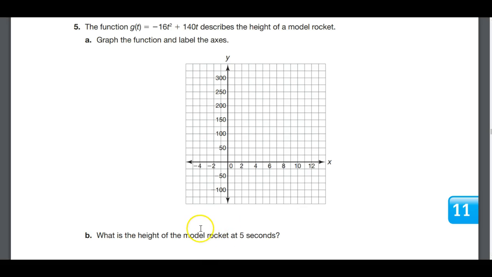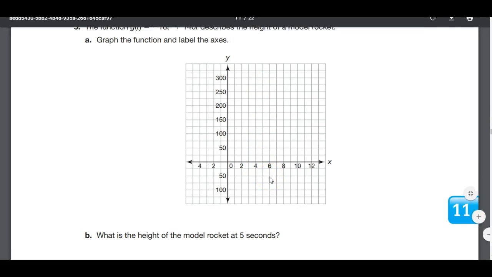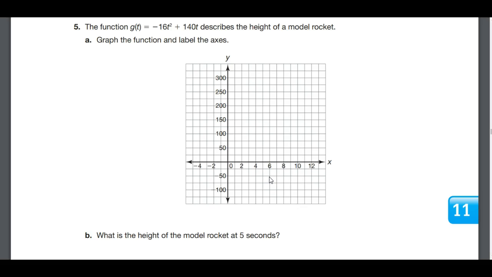Okay, so now they want me to know what is the height of the model rocket at 5 seconds. Remember that t, what we used for x, was t, and t represents time in this model, right? And the output over here is the height. So they want to know what is the height when t equals 5. You can do that by graph tracing, or what I'm going to do is go ahead and do my table, split screen table, and I'm going to go down to where 5, and I see when x equals 5, the value or the height is 300.